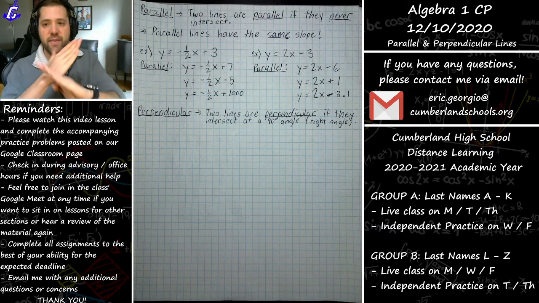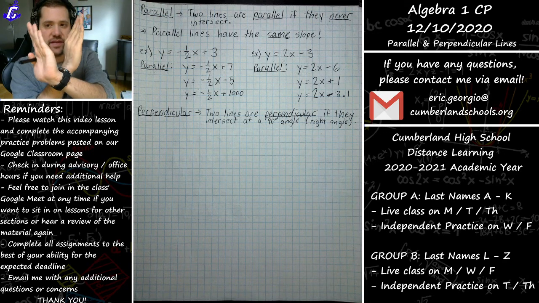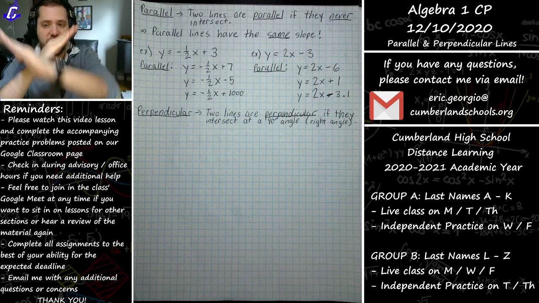In other words, they make that perfect X of an intersection, right? They're not like sloped steeply like this or flat like this. They meet perfectly to form that perfect 90-degree corner.